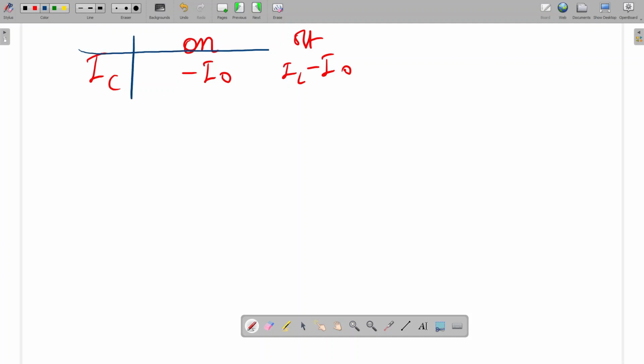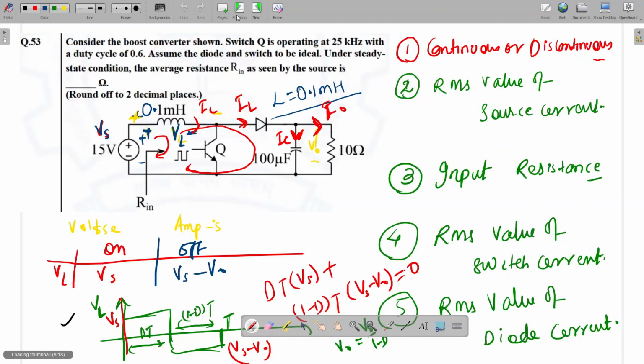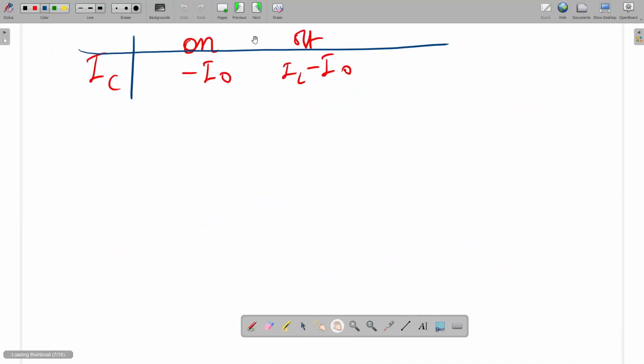Not clear, sir. Please explain once. Okay, see here. This is the IC. The switch is on, which means this diode will be off. This is the output current, so this side circuit is isolated. Here I naught will flow through like this one. So IC we can say is minus I naught. Is it clear? Yes, same thing I have written here: IC is equal to minus I naught during the on duration.